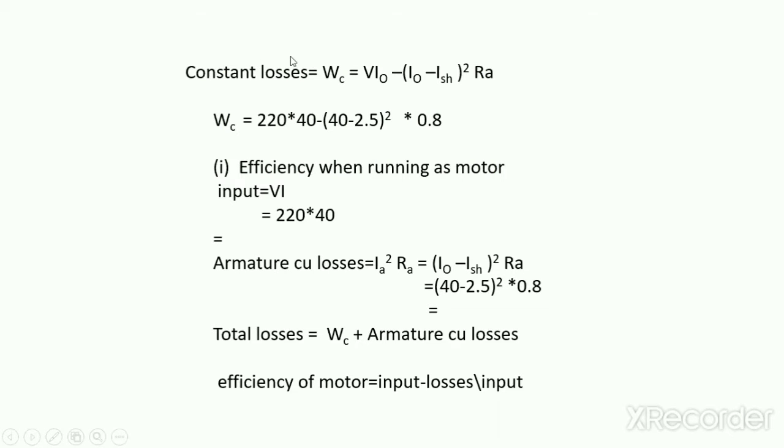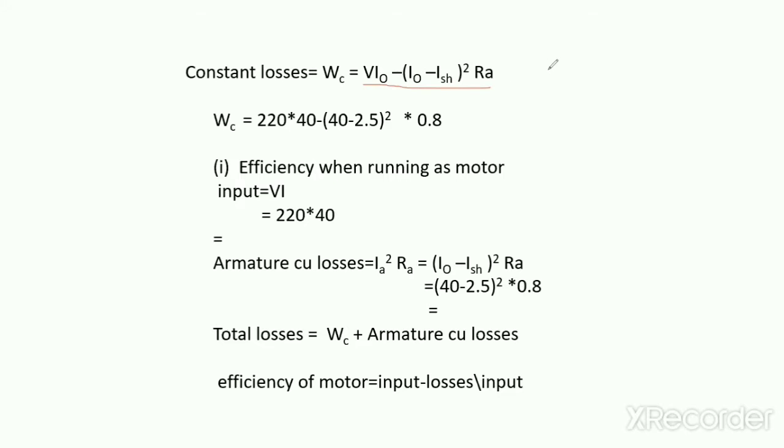First of all, we calculate the constant losses. What is the formula for constant losses? Constant losses is equal to WC. WC is equal to V I naught minus IA square RA.